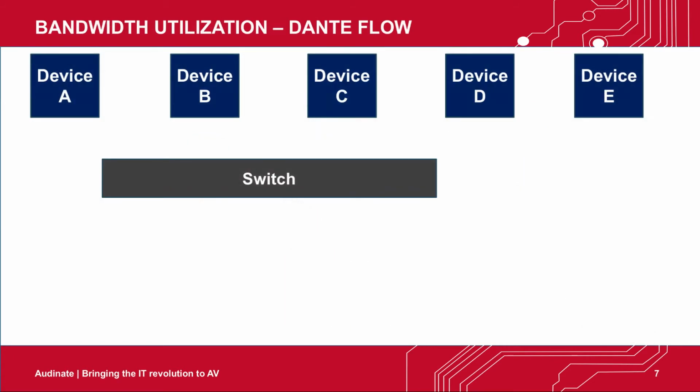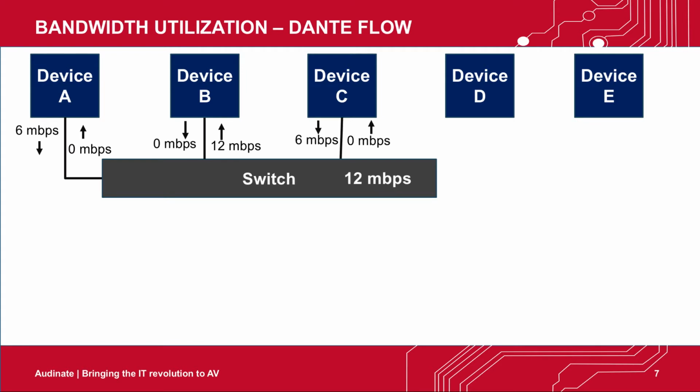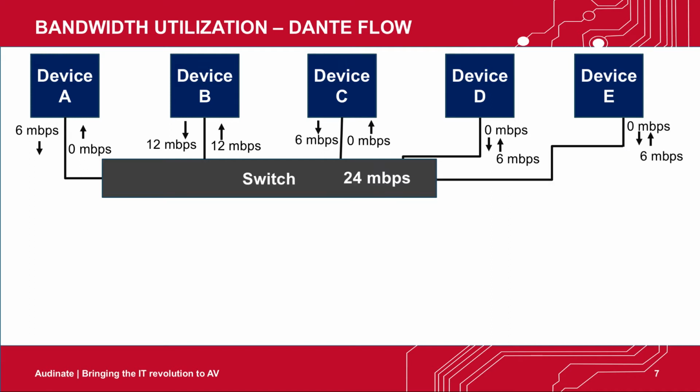Next, let's see how bandwidth is utilized in a Dante network. Picture this scenario. Pay careful attention to all the bandwidth usage indicators in this example. Device A sends a signal to device B. Device C sends a signal to device B. Device B then sends a signal to device D, and device B sends a signal to device E.